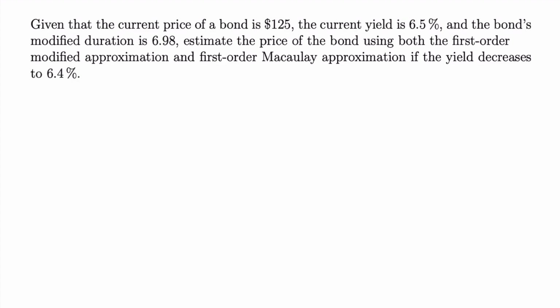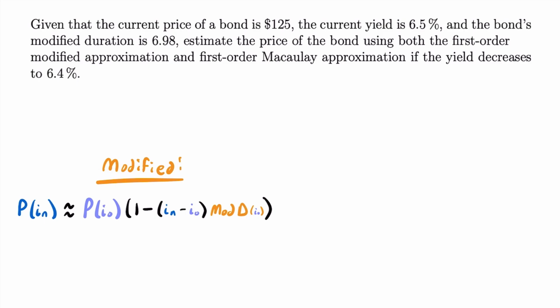Let's take a look at the formulas for each of these approximation methods. We'll start by looking at the modified approximation. The price of the bond at the new interest rate, I sub n, will be approximately equal to the price of the bond at the original interest rate, I naught, times 1 minus the change in the interest rates, or the new interest rate minus the original interest rate, multiplied by the modified duration using the original interest rate, I naught. Okay, so as expected, the modified approximation involves using a modified duration.